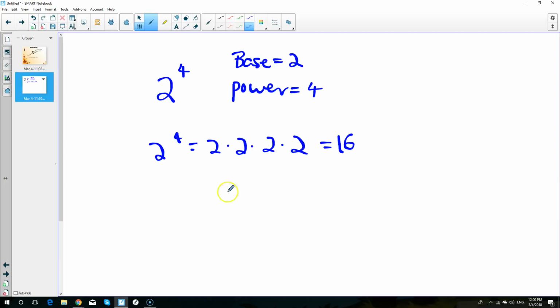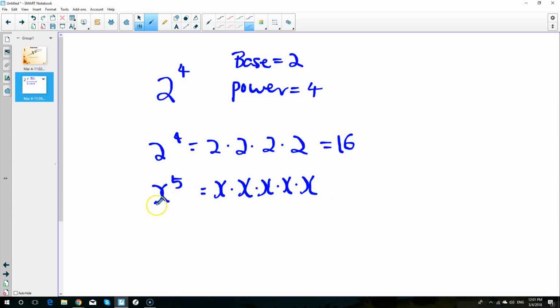So let's say I have x to the power of 5. That basically means you multiply the x 5 times. 1, 2, 3, 4, 5. That's basically what it means. And it depends on what the x is, the number is going to change. X is a variable, it can change anytime.